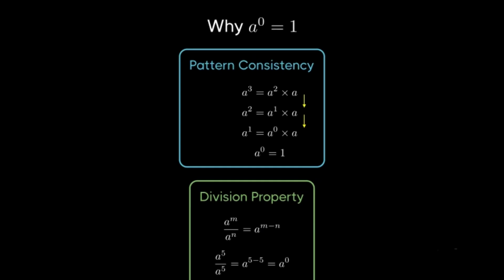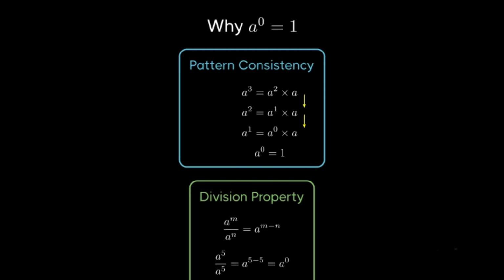But we also know from basic arithmetic that any non-zero number divided by itself always equals 1. This is true regardless of what value it represents. This gives us a direct logical proof. If a to the power of 0 equals both 1 and the result of a to the power of 5 minus 5, then a to the power of 0 must equal 1.